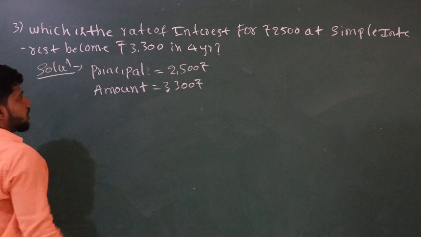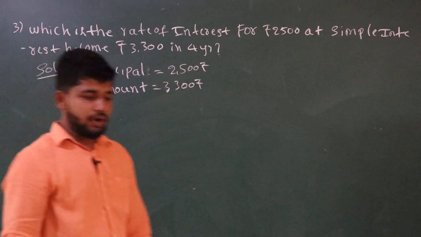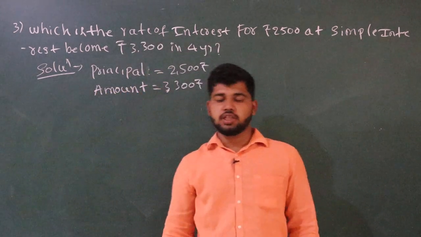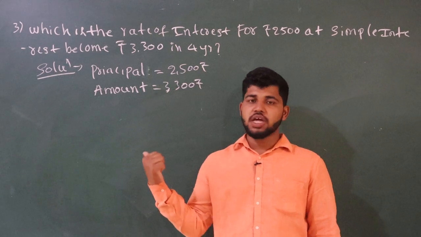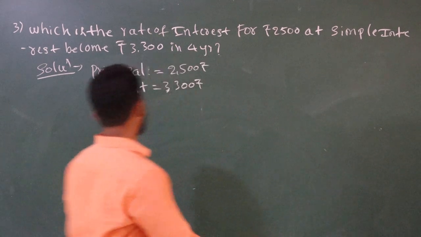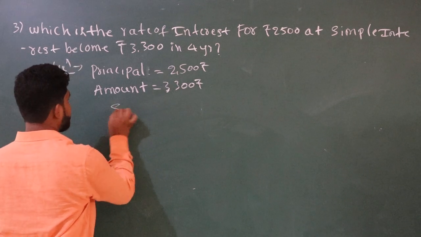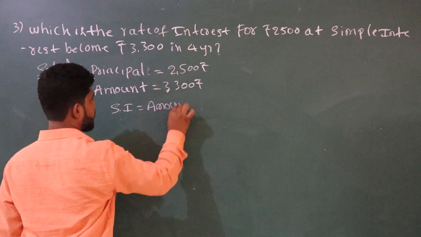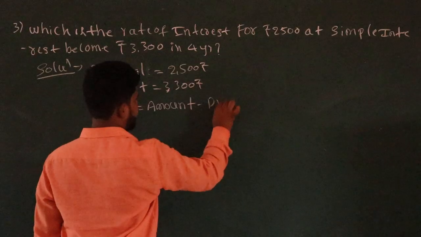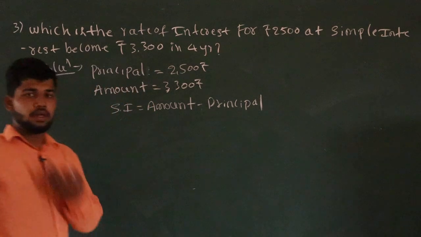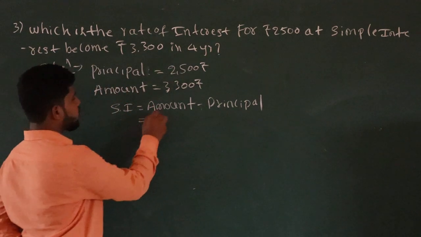And before we find the rate of interest, first we have to find the simple interest. They have given both the principal and the amount. By using amount minus principal, you have to find the simple interest. Now simple interest is equal to amount minus principal. Now what is the amount they have given here?